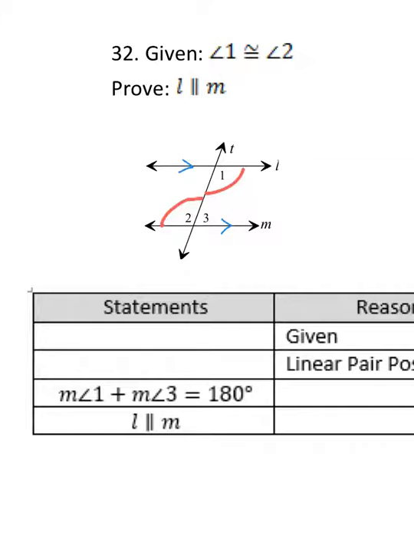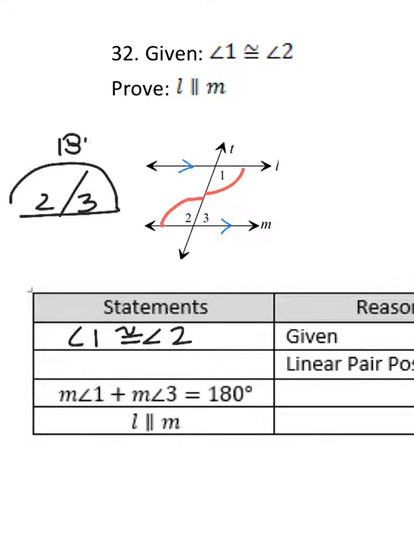For the given information, angle 1 was congruent to angle 2, that was given, and the linear pair postulate says that when you have a linear pair, then they are supplementary. So the only linear pair I see is 2 and 3. If you look here, it looks like this, 2 and 3. That would mean that these two angles are adding up to be 180 degrees. So I'm going to say angle 2 and angle 3 are supplementary.